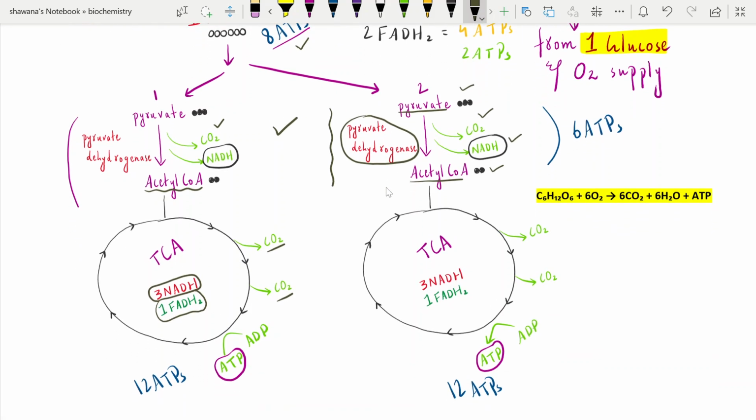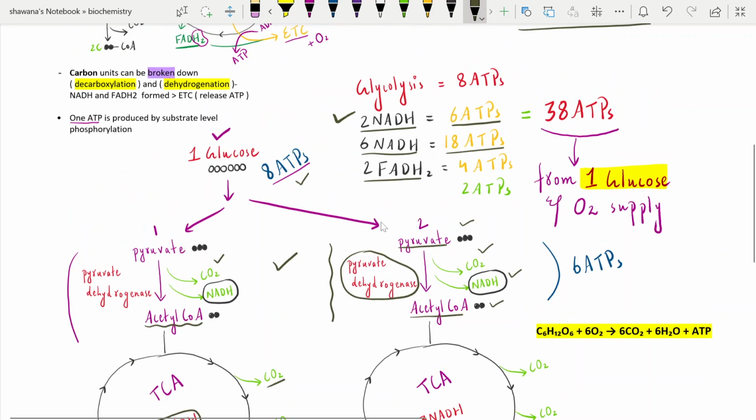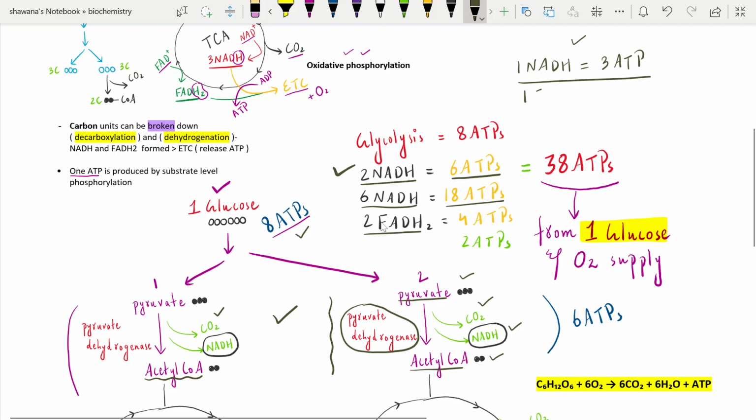So how many FADH2 are produced in one cycle? It's 1. So in 2 it will be 2. So 2 FADH2 are produced in 2 cycles of the Krebs, and 1 FADH2 is equal to 2 ATPs. Okay, so there are 2, so how many ATPs will be there? There will be 4 ATPs up till here.